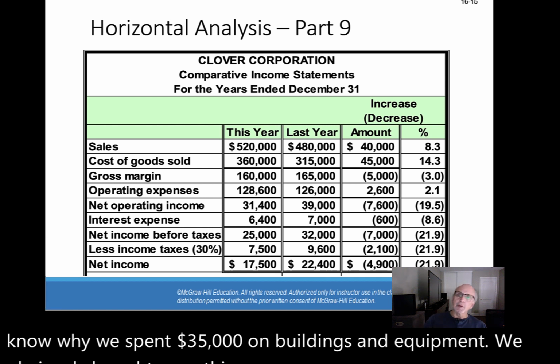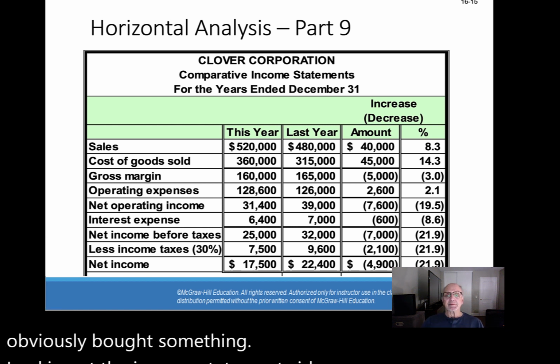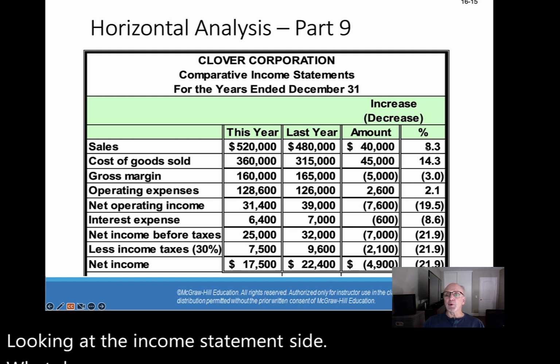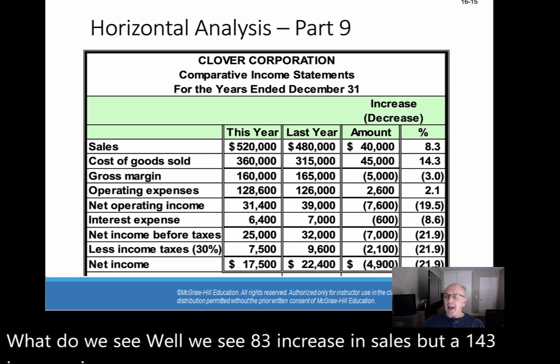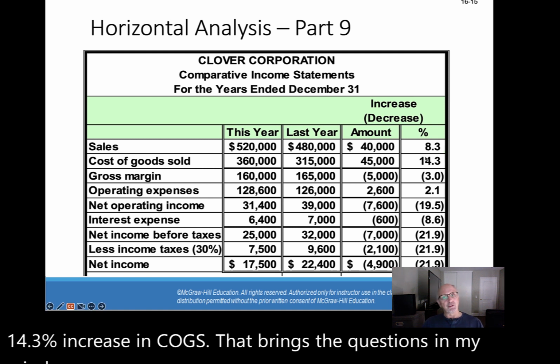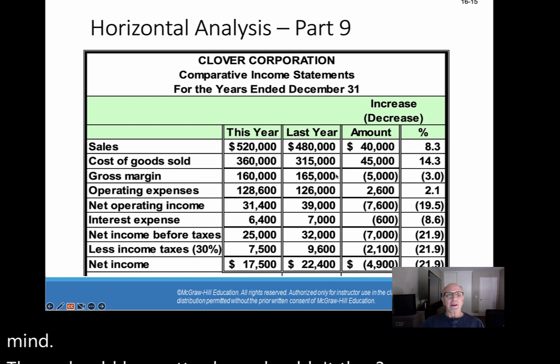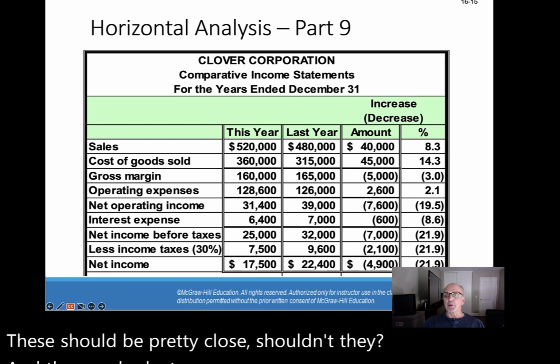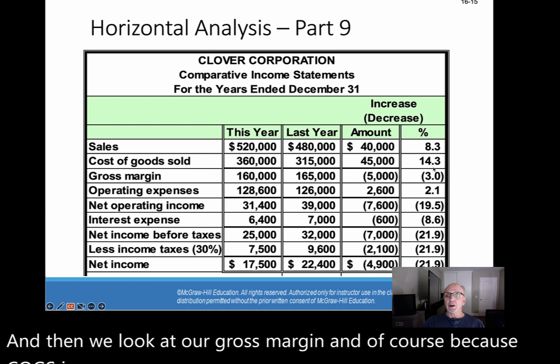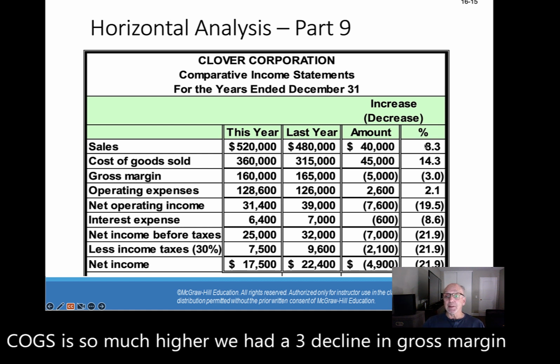Now, looking at the income statement side, what do we see? Well, we see an 8.3% increase in sales, but a 14.3% increase in COGS. That brings a question to my mind. These should be pretty close, shouldn't they? And then we look at our gross margin, and of course, because COGS is so much higher, we had a 3% decline in gross margin, even though we had an 8.3% increase in sales. This is not good. This is something we want to look at.